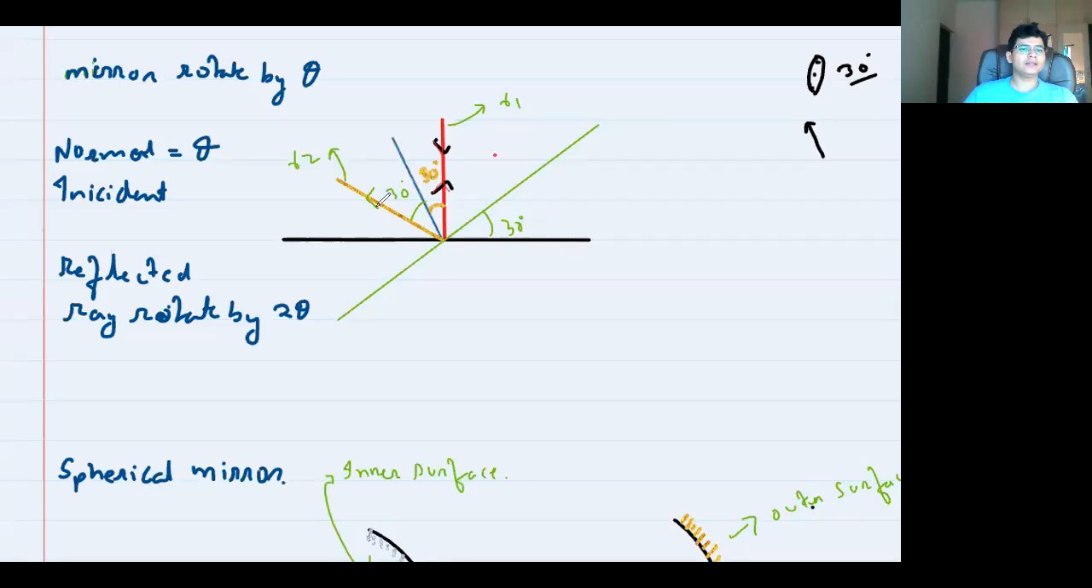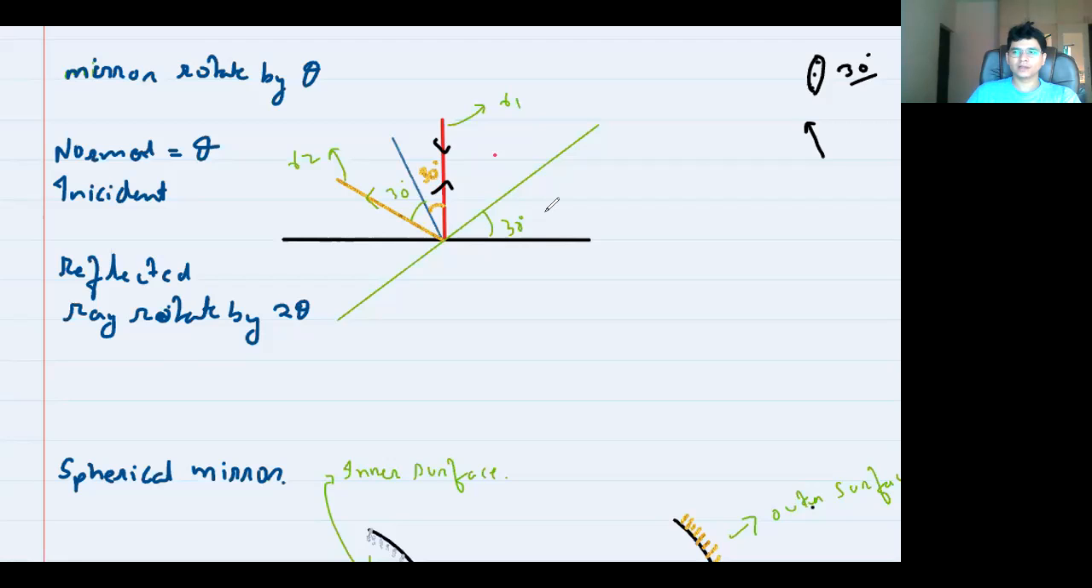So I can say the reflected ray is shifting by 2 theta, right? You should remember this: if you rotate any mirror by theta angle, the reflected ray is rotated by 2 theta, the normal is rotated by theta, and the incident ray remains the same. Got it?